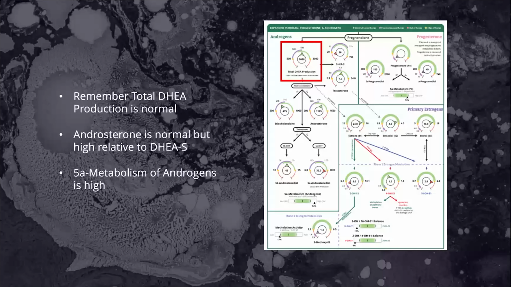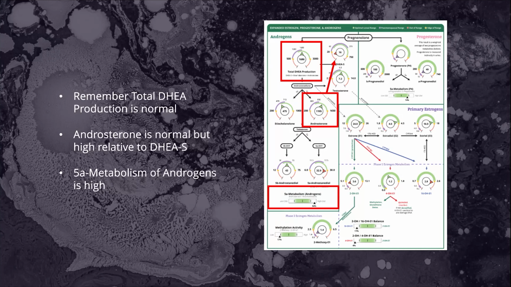In the androgens, we see total DHEA production here. This is a new element on the sex hormone panel page. We've pulled the total DHEA dial onto the androgen section. It is still the sum of DHEA sulfate, androsterone, and etiocholanolone. Notice that the DHEA sulfate is relatively low compared to its downstream tissue metabolite, androsterone, and also low compared to the total DHEA production. This is actually a common finding with inflammation and insulin resistance.